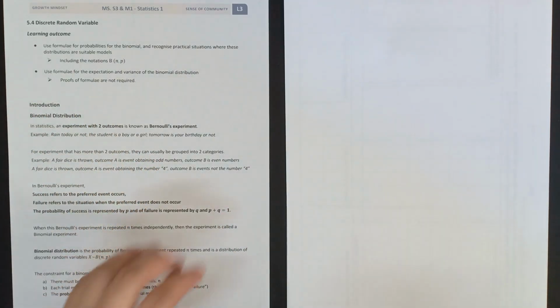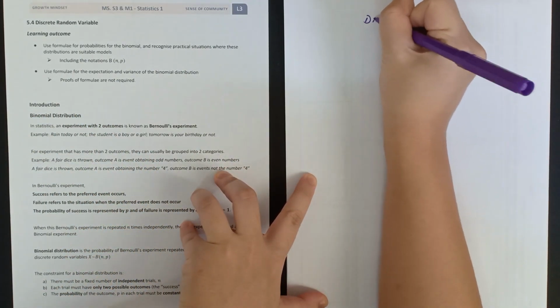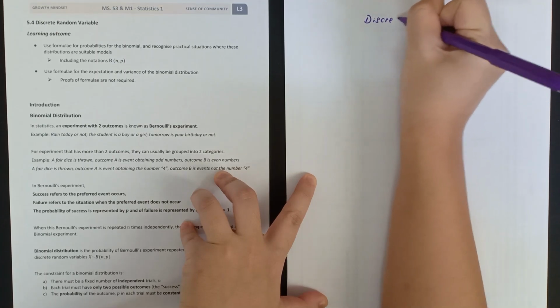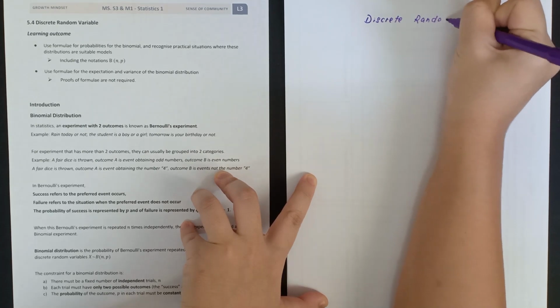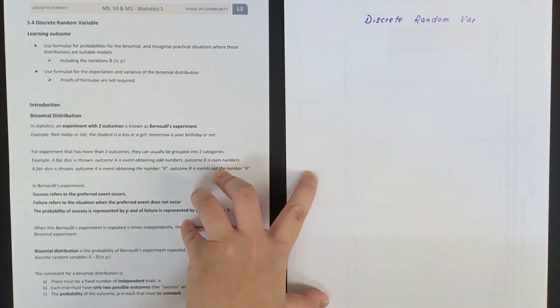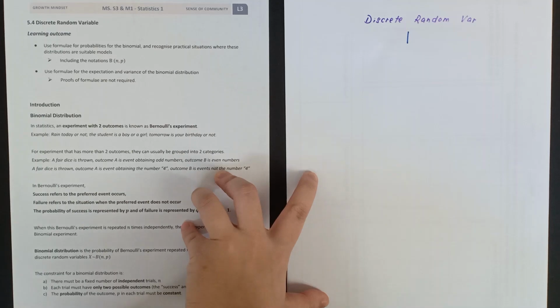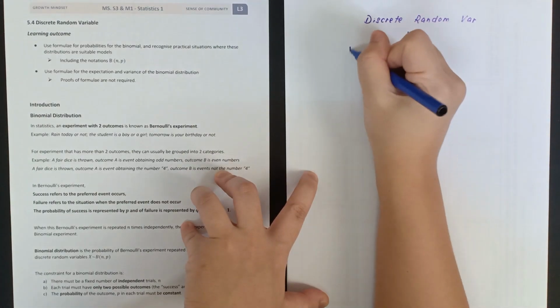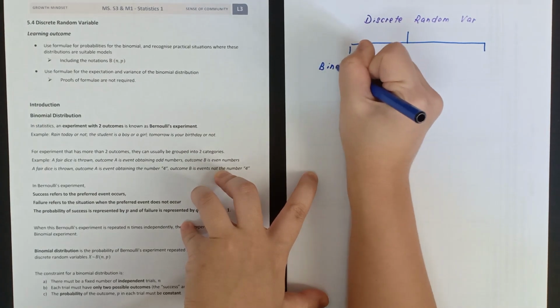Basically what we have learned before is what a discrete random variable is. Under discrete random variable, you actually have two distributions that you need to learn. I mean, there are a lot more, but in your S1, you are just going to learn these two. The first one is called the binomial distribution.